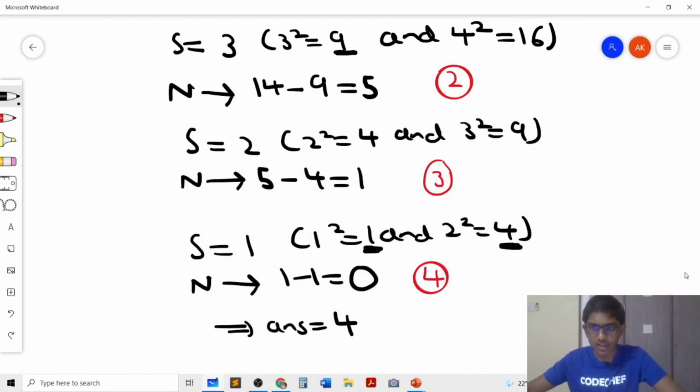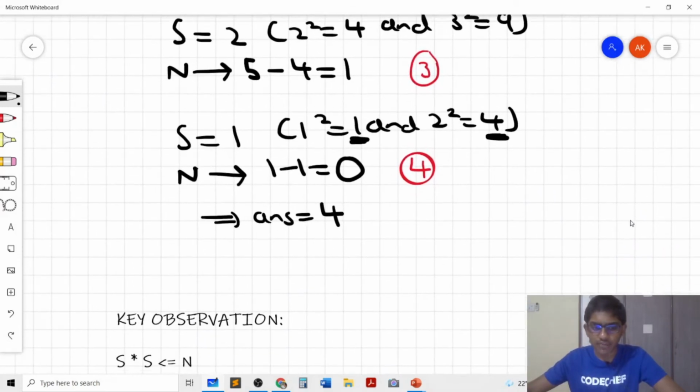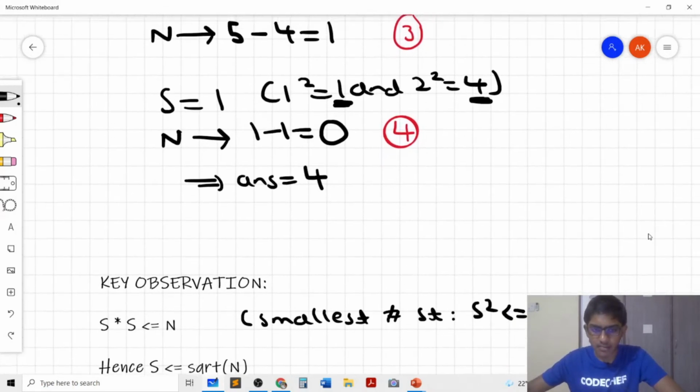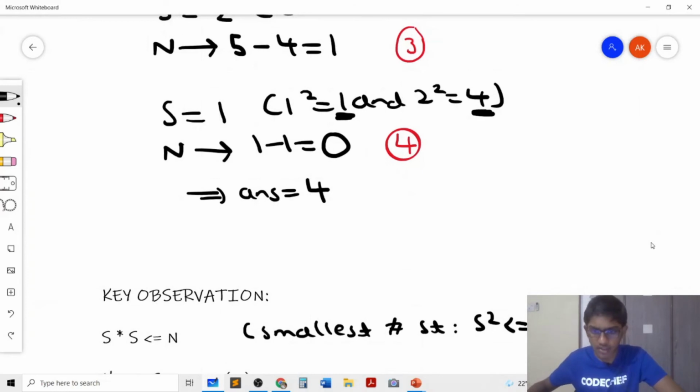So now that you have understood this problem statement, let's make one key observation, and that key observation should immediately come to you from the problem statement itself, and that is, what is the value of s? So the value of s is the smallest number such that s squared is less than or equal to n, and that can be found by taking the square root on both sides of this inequality.